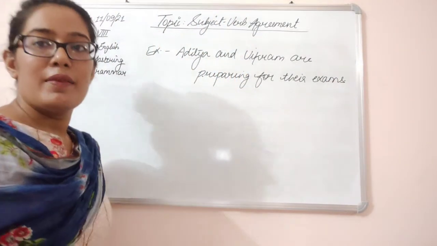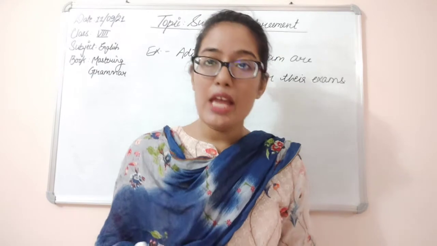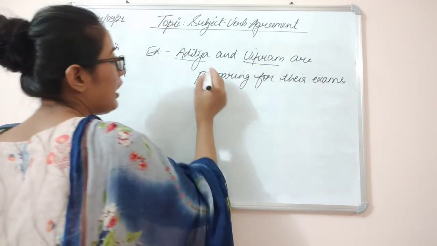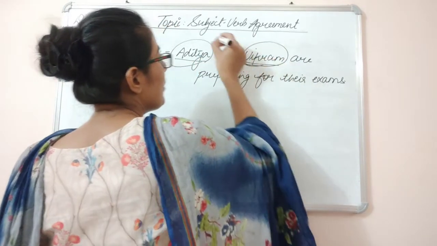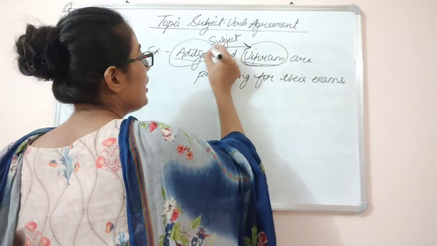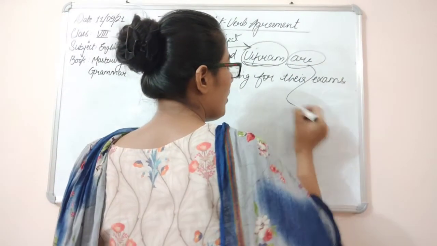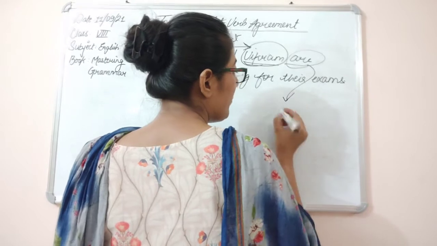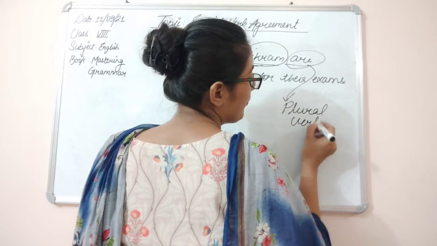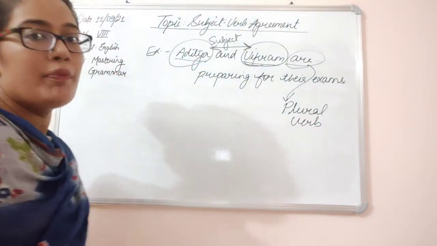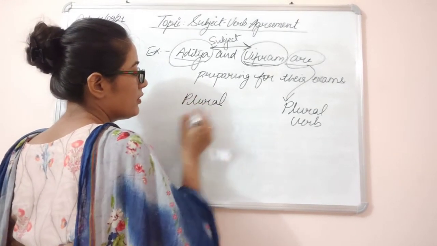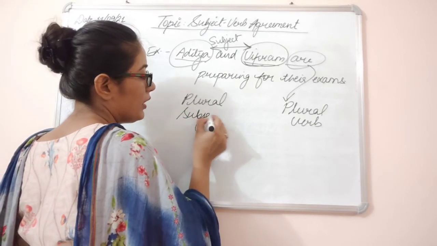Okay, students. So Aditya and Vikram are preparing for their exams. Aditya and Vikram, these both are the subject. Both of them are subject. And "are" is what? A verb. But what type of verb? It is a plural verb. And here Aditya and Vikram is the subject, but it is also a plural subject. Okay, beta.